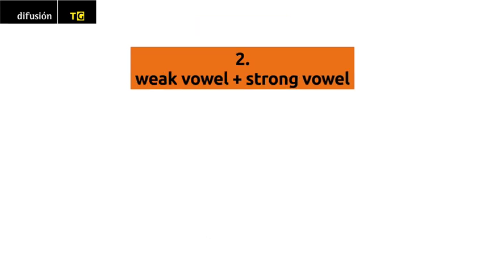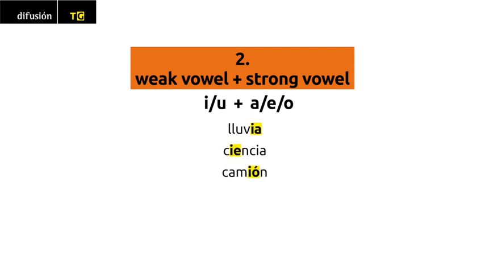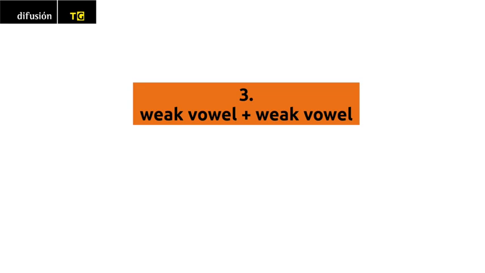estadounidense. Or 2. The weak vowel can precede the strong vowel, I, U, plus A, E, O. Lluvia, ciencia, camión, agua, huevo, ambiguo. There is also a 3rd type of diphthong where a weak vowel is combined with another weak vowel, I, U, plus U, I. Ciudad, cuidado.